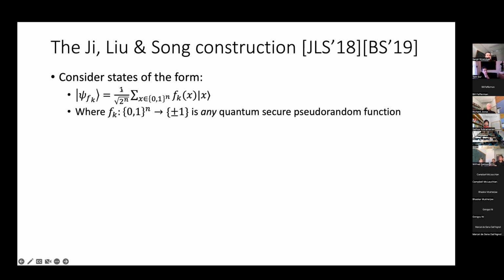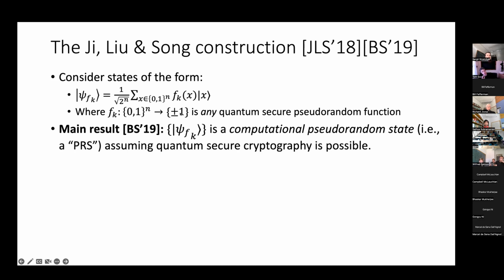They look like the uniform superposition in the sense that the magnitudes are all uniform, like 1 over square root 2 to the n for each of the amplitudes. But the binary phase of the amplitude, or the sign, is specified by this quantum secure pseudorandom function. And the main result of this line of work is that this ensemble of states, it's an ensemble because we think of k as a parameter that varies, is a computational pseudorandom state. In other words, it's a PRS ensemble, assuming that quantum secure cryptography is possible. Essentially, you can get this under any assumption that would give you the existence of a quantum secure pseudorandom function, including, for example, the existence of a one-way function secure against quantum attacks. So essentially, as long as modern cryptography in any form is possible in quantum computation, we have these pseudo-random ensembles of quantum states.